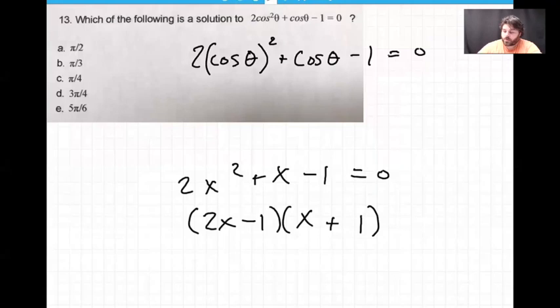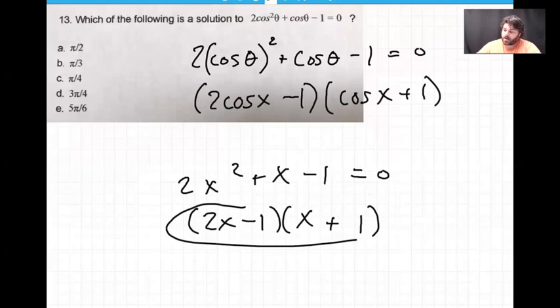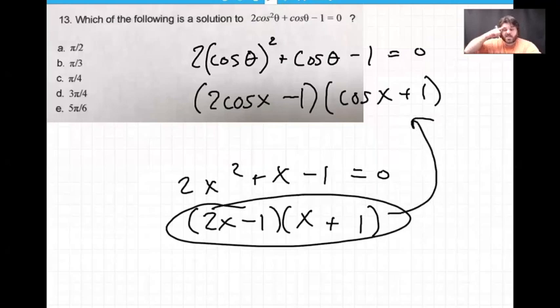So remember, we don't do that because we're really dealing with cosines instead of x's. So what that means is it's 2 cosine of x minus 1 times cosine of x plus 1. You see the similarities between this and this? It's just the same thing with, instead of x's, we put cosine of x. We can use x's to see how to factor it because we're more comfortable. But once you get used to it, you're like, oh yeah, this is pretty straightforward.